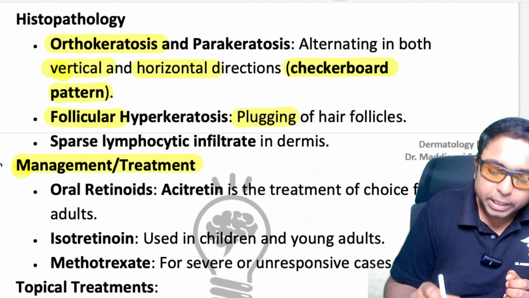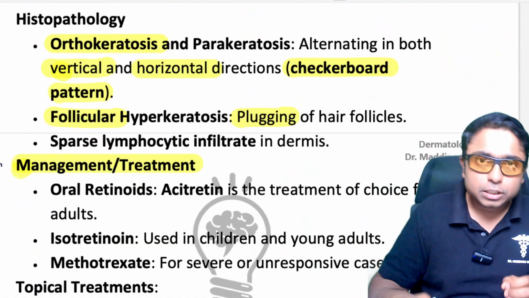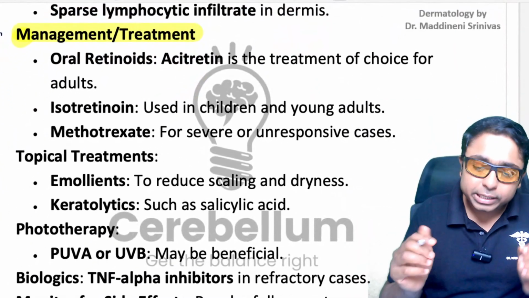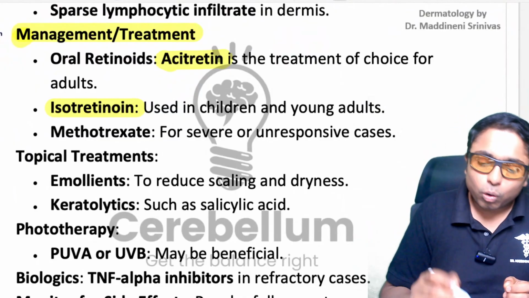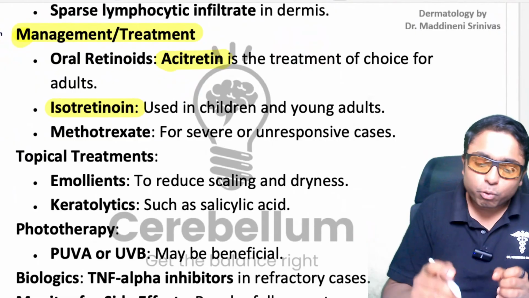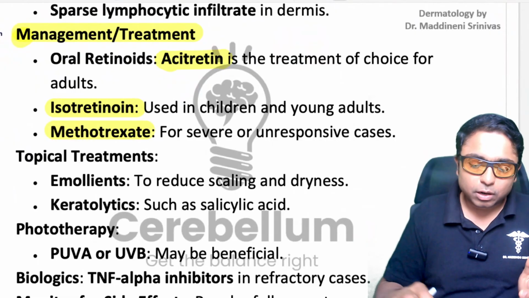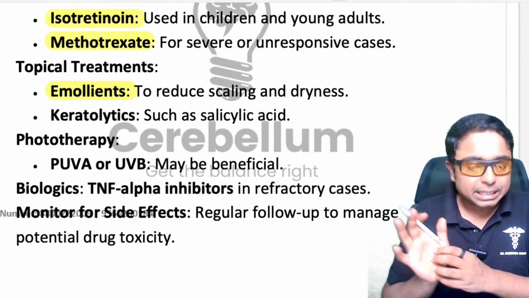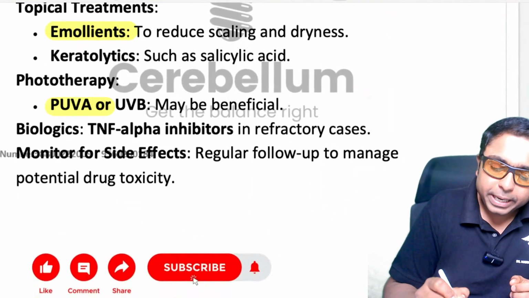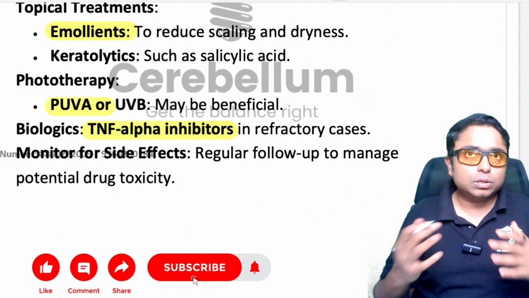And management: remember the important management is with retinoids, precisely oral acitretin. Isotretinoin can also be used, but acitretin is the important drug which you have to remember. Methotrexate can also be used. Topically, moisturizers and keratolytic agents can be used because skin thickening is seen. Even PUVA therapy can also be used. TNF alpha inhibitors are also utilized.